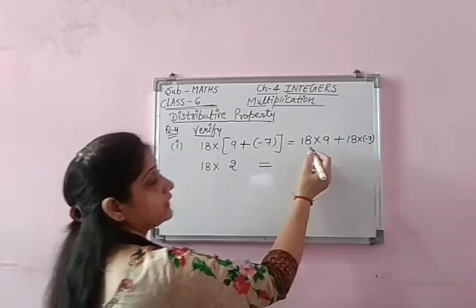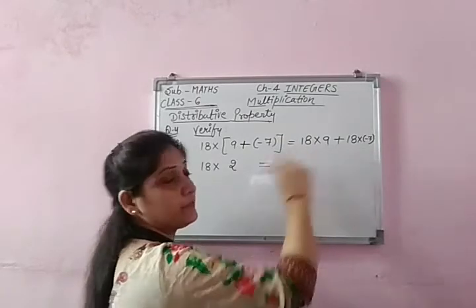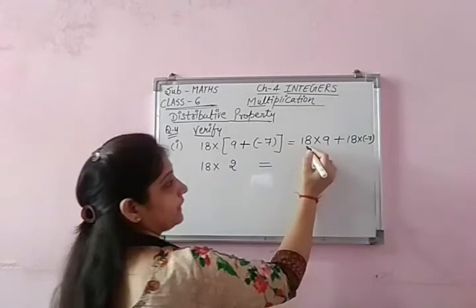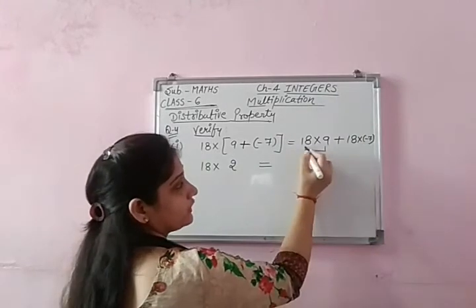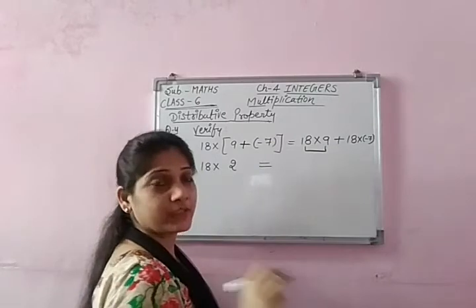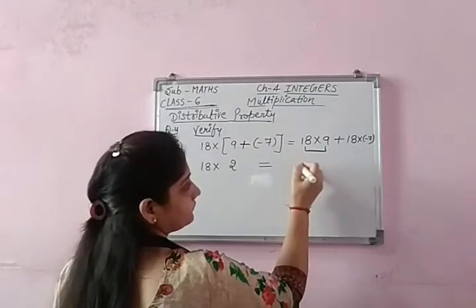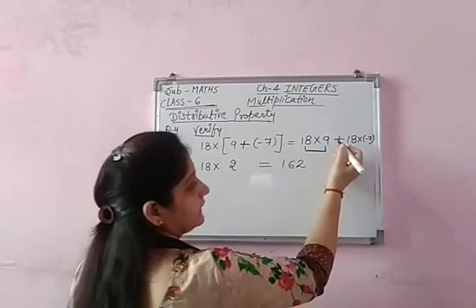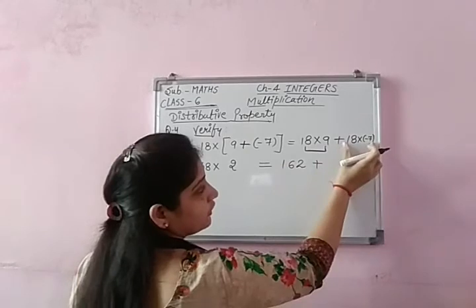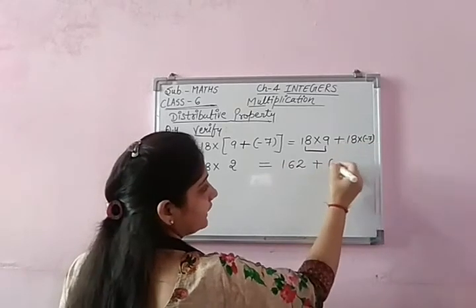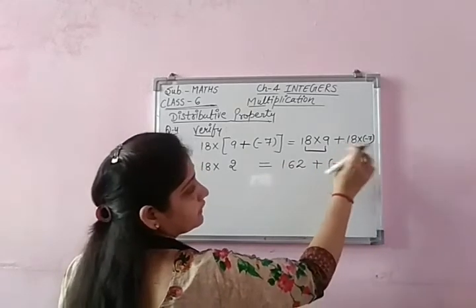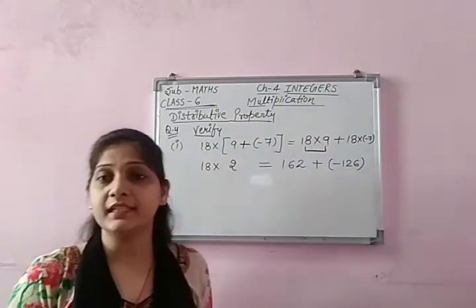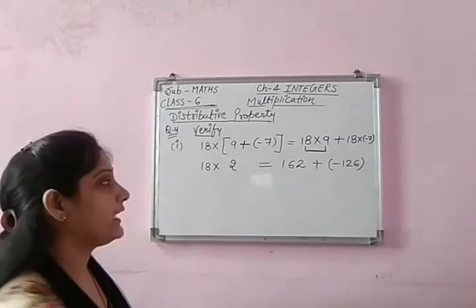Now in this question, when addition is there and multiplication is there, according to BODMAS, first we have to solve multiplication. Here the bracket is not there, so I am using BODMAS to solve the multiplication. So 18 times 9 is 162, and this is plus. Let's solve it. 18 times 7 is negative 126, because it is plus minus minus. One is positive, one is negative. That we had already studied. If different signs, your answer will be negative.